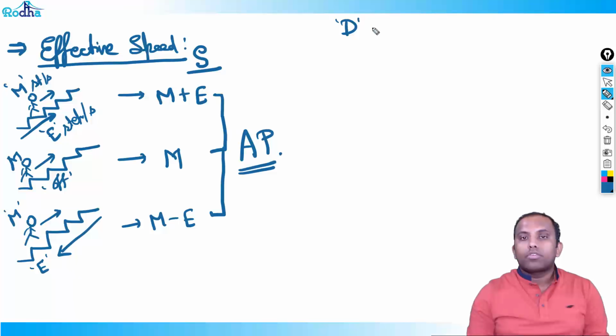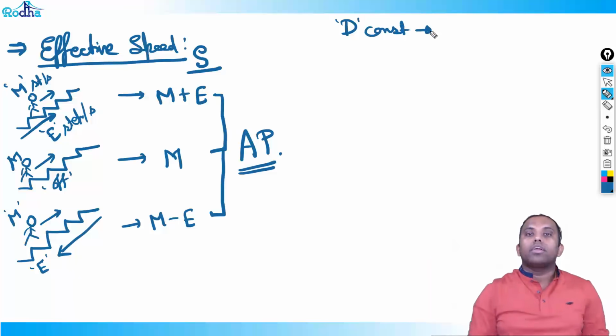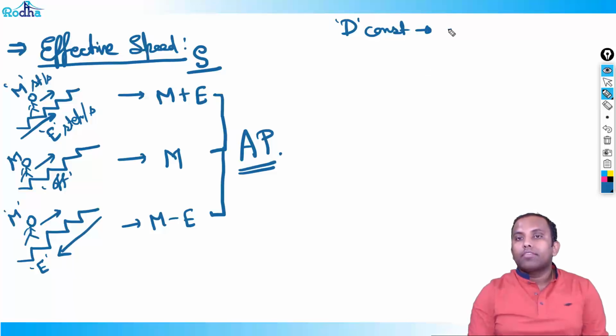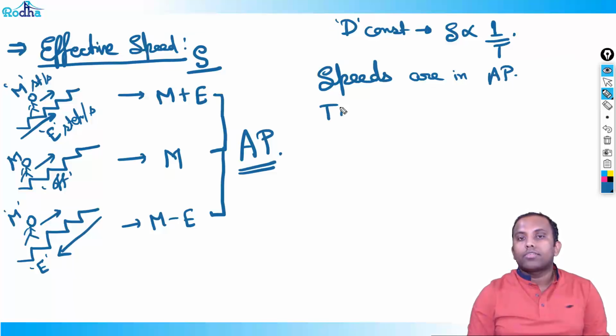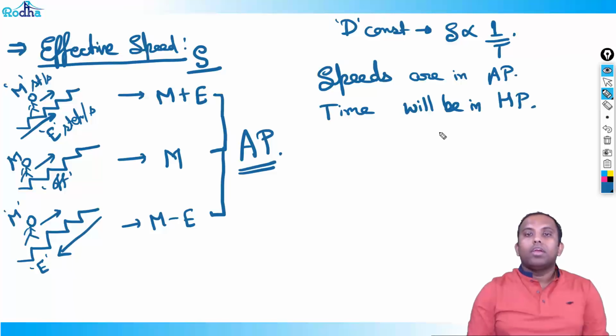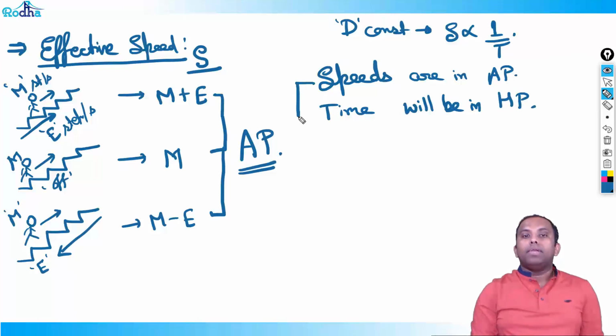Since the distance is constant, because the escalator has a particular distance, speed is inversely proportional to time. That means if speeds are in AP, then time will be in HP. Again, a super duper application of the AP-HP concept.